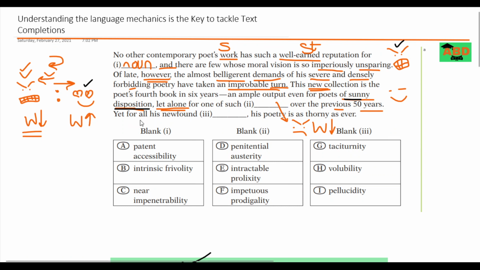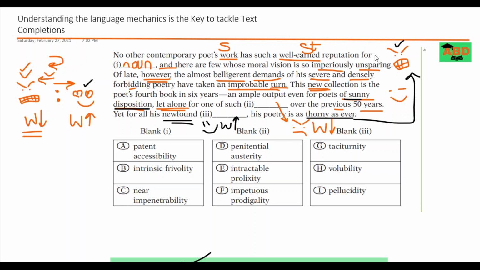Okay. Yet for all his newfound. So this newfound is telling me that whatever the blank has over here, it is probably going to describe something to the effect of sunny disposition, friendliness, or probably books with a lot of volume, a lot of books, that kind of thing. His poetry is thorny as ever. So even with all his new friendly nature and a lot of books, still his poetry is thorny. It's bossy in nature to the point of dominating, that kind of thing.